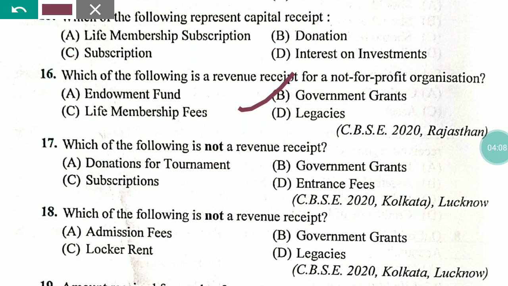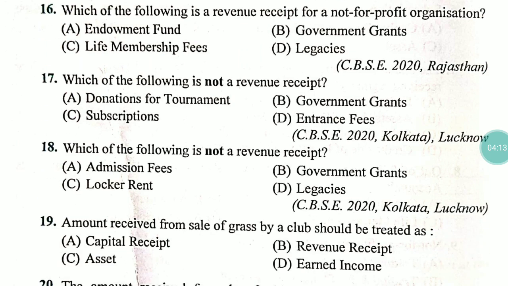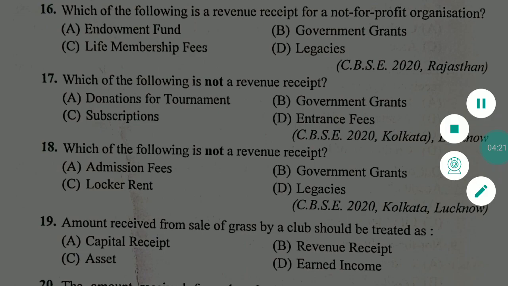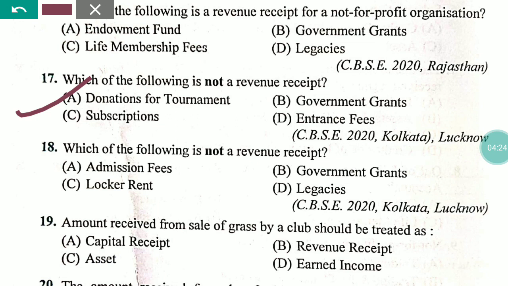In the next question, which of the following is not a revenue receipt? The options are donation for tournament, government grant, subscription, and transfers. Option A is the right answer because the donation for tournament is a specific type of donation. Donations are of two types: general donation and specific donation. In the first option, the donation is given for the tournament, which means it is for a special purpose. That's why this is a capital receipt, not a revenue receipt.